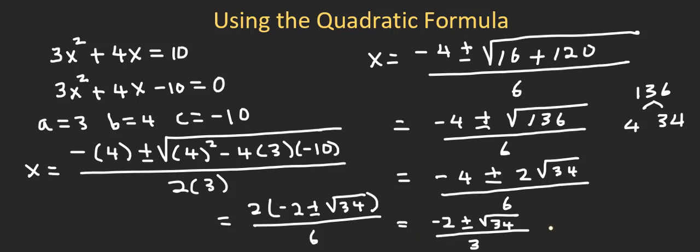So basically we have two irrational solutions. One of them is negative 2 plus radical 34 over 3. And the other one is negative 2 minus radical 34 over 3. Since we have two irrational solutions, which are real, when you graph this, you are going to get two x-intercepts.